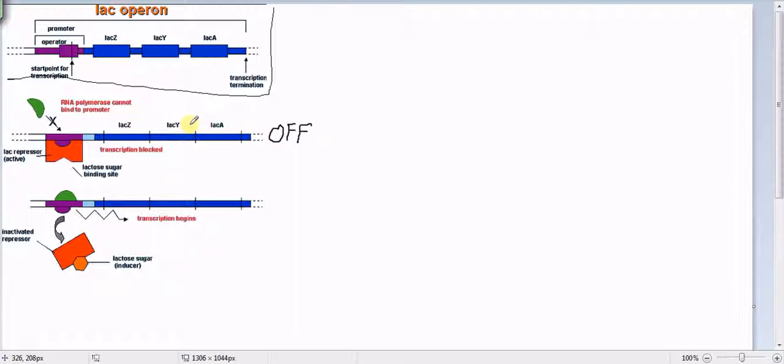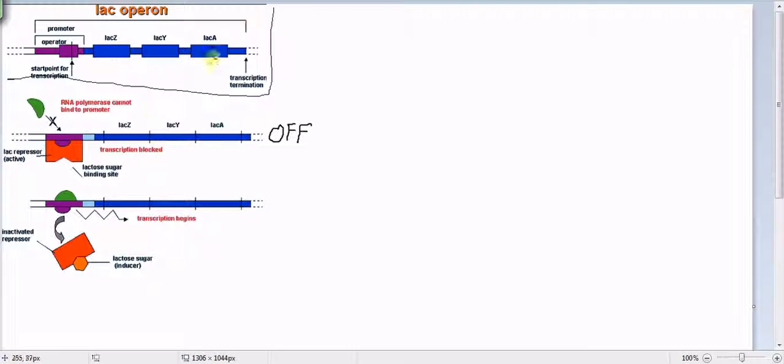and we can't make those proteins. And remember, the lac operon makes these three proteins. They're enzymes. Remember, enzymes are just a type of protein, and those enzymes go and help digest lactose, which is a carbohydrate in milk.